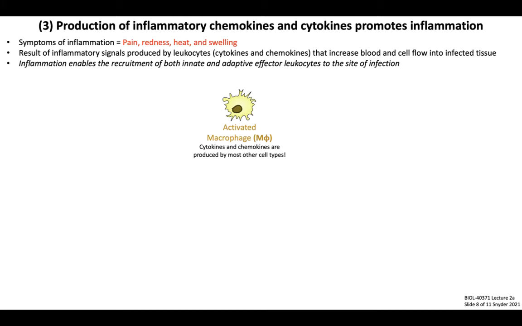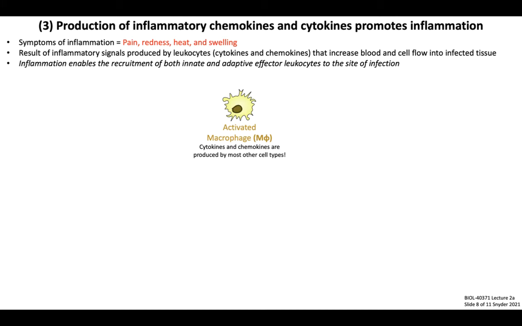In terms of clinical symptoms, inflammation is defined by the presence of pain, redness, heat, and swelling. And these are clinical manifestations of signals that are produced by leukocytes called cytokines and chemokines, which function by increasing the flow of both fluids, primarily blood, as well as cells into infected tissues. And I really want to drive home the point that the primary purpose of local inflammation is to allow for the activation and recruitment of effector immune cell types and signaling molecules to the site of infection, where they can then undergo activation and exert various functions to help eliminate the infection.